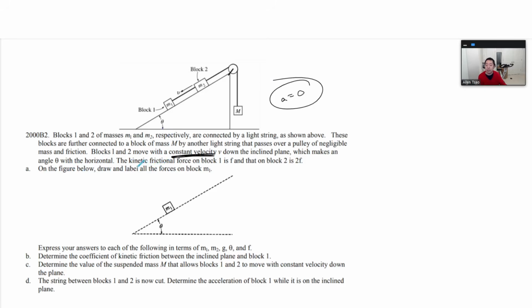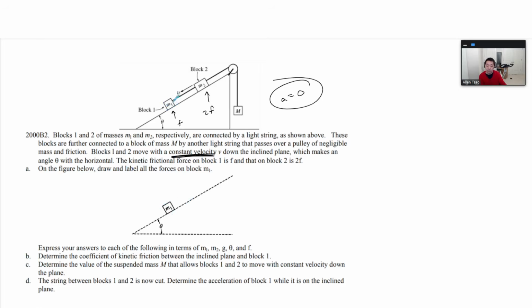The kinetic frictional force on block 1 is F. So this guy has a frictional force F. This guy has a frictional force 2F. On the figure below, draw and label all the forces on block M1. So this is the free body diagram. This is what I'm going to do. I'm going to follow the exact rules I just listed out.